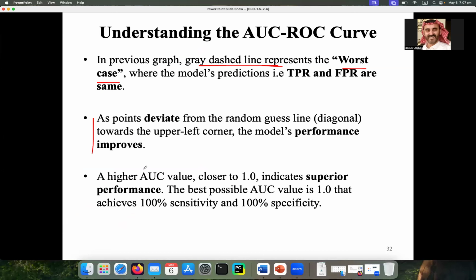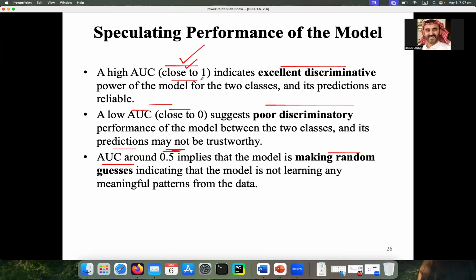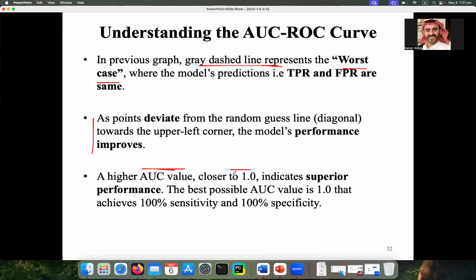We know that when the AUC-ROC value is close to 1, as we already discussed, it means an excellent discriminator. So that is the same thing here. If your value is close to 1, for example 0.8 or 0.9, it means your model has better performance. And if your value is exactly 1, it means it has 100% sensitivity and 100% specificity.